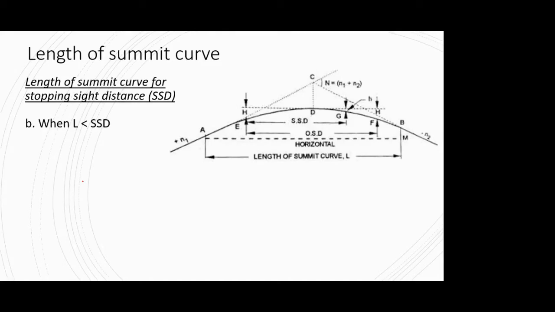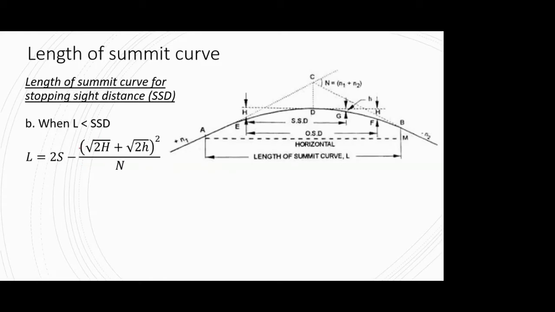L is greater than SSD, L is less than SSD, and after substituting the values, whichever assumption turns out correct, we'll take that as the L value. If I get L really greater than SSD, I'll take that L value. If I don't get it, I'll move on to the next assumption that L is less than SSD. For L less than SSD, there is a bit of change in the formula.